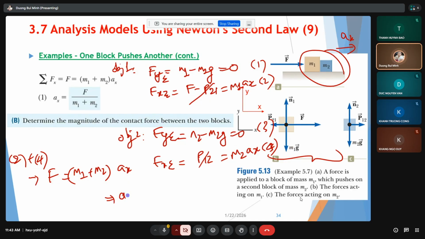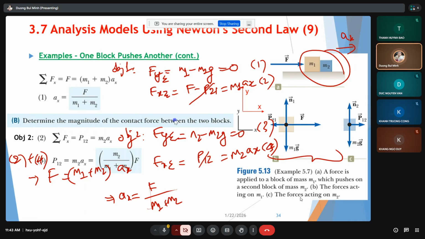So we can get ax is F divided by m1 plus m2, right? Very easy. So this question asks us to determine the magnitude of the contact force between the two blocks.